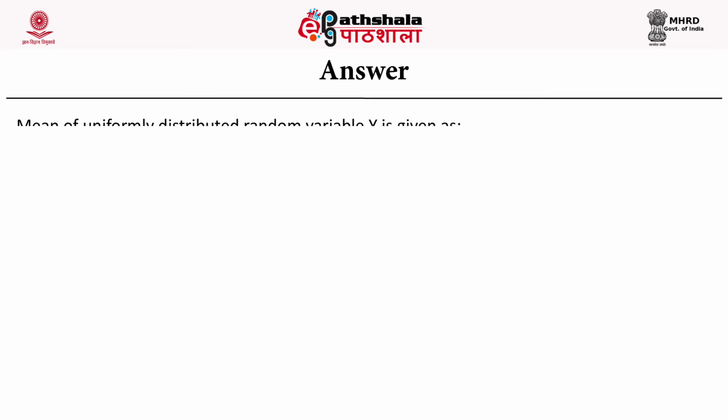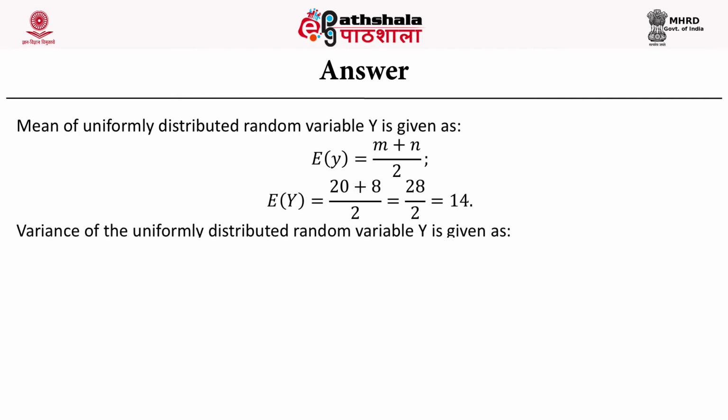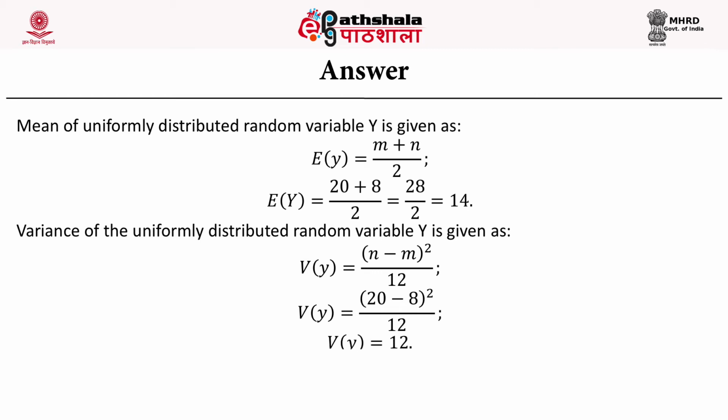The mean of the uniformly distributed random variable y is given as expectation of y, which is equal to m plus n upon 2. After putting in the values of m and n, we get the result 14. The variance of the uniformly distributed random variable y is given as variance of y, which is equal to (n minus m) whole squared upon 12. After putting in the values of n and m, we get (20 minus 8) squared upon 12. So the variance of y is equal to 12.